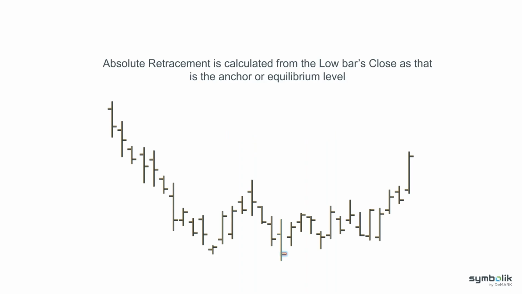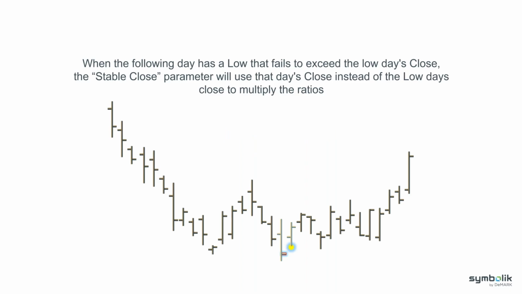So now we'll get into absolute retracement upside. So we're taking the low price bar's close. That's the anchor or equilibrium level. And then similar to when we talked about the downside, for the upside, when the following price bar's low fails to exceed the low day's close, the stable close parameter will automatically use that day's close instead of the low day's close to project or multiply the ratios.